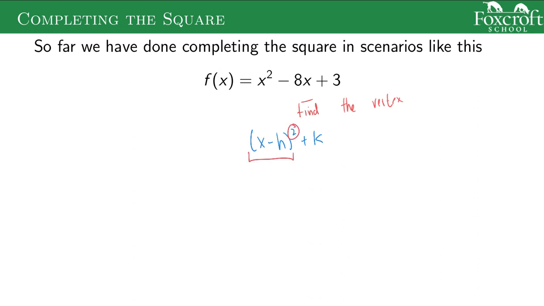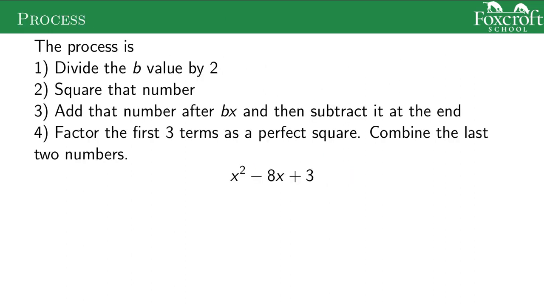That's why we call it completing the square, because we're trying to find this compound term, x minus h, and that whole thing is squared. We had to do this process a lot when we're trying to find the vertex, because now the vertex of this is just h comma k. And the steps that we have look something like this.